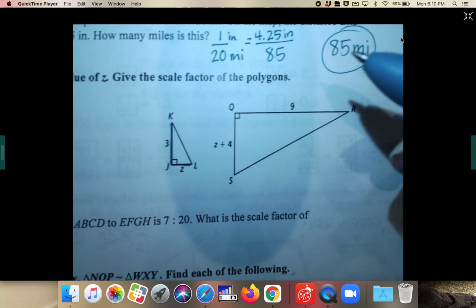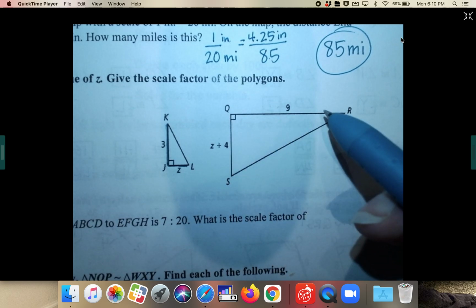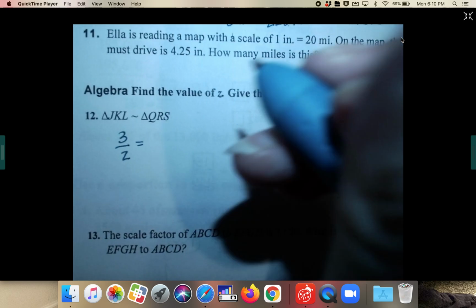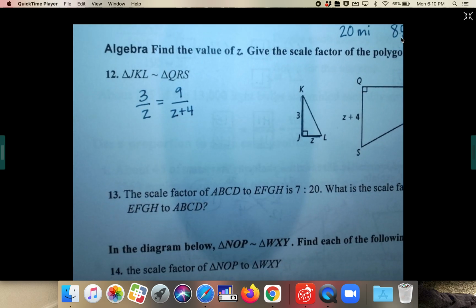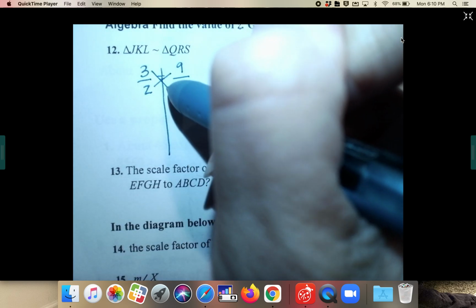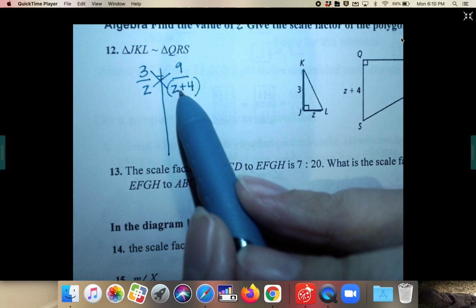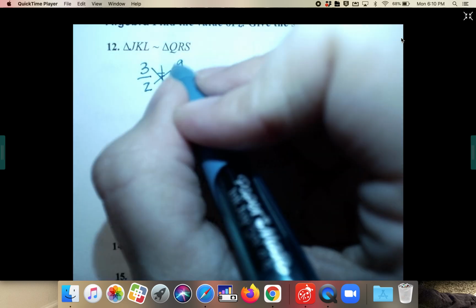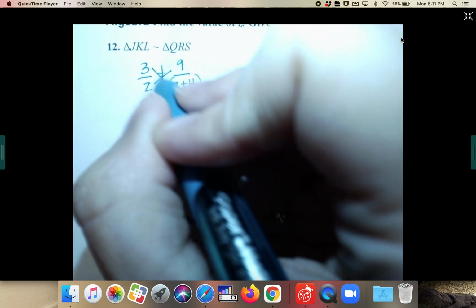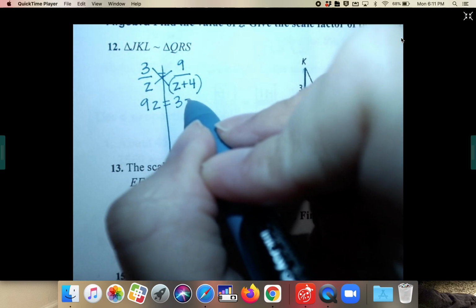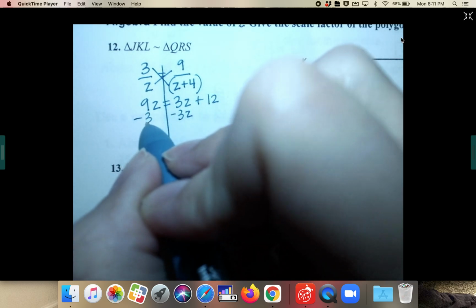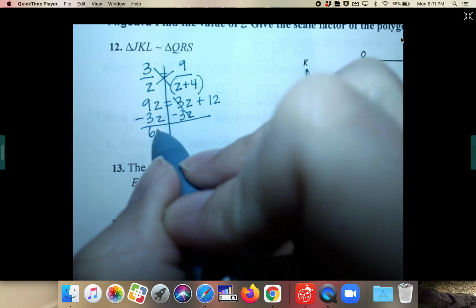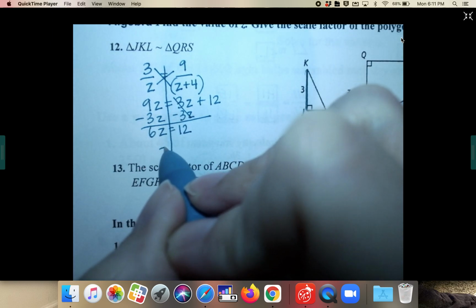So on the other one, I need to put long over short. So it needs to be 9 over z plus 4. And when you cross multiply, it's going to be a little bit more work because there is 3 times the quantity of z plus 4, which means I'm going to have to distribute. So 9 times z is just 9z. Distributing this would be 3z plus 12. And then I'm going to subtract 3z on both sides, which is 6z equals 12. That means divide both sides by 6.